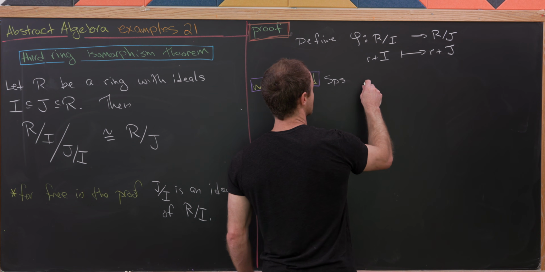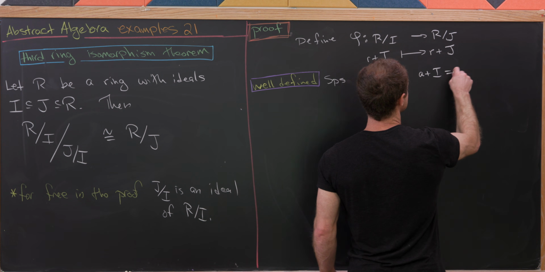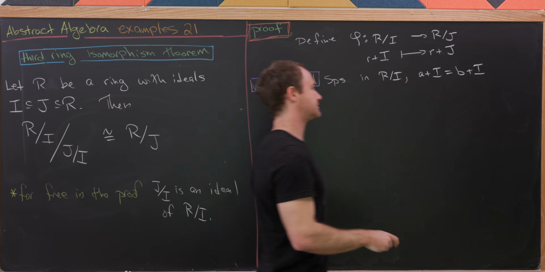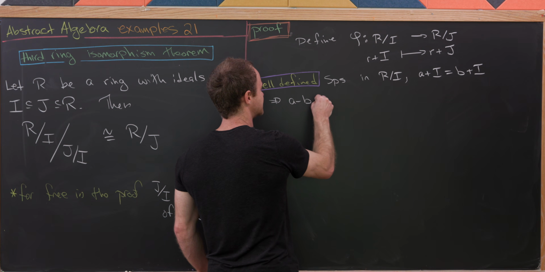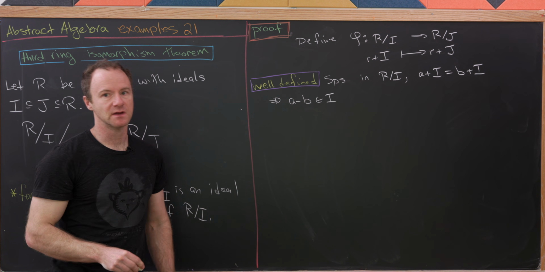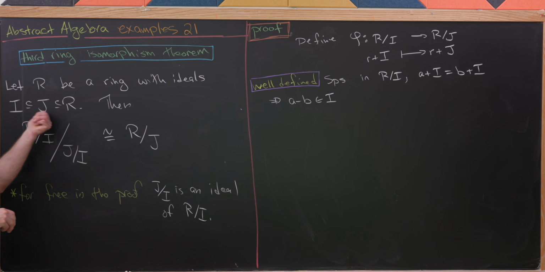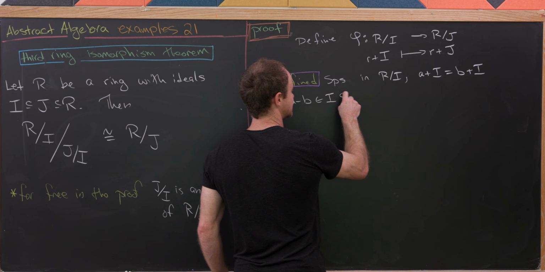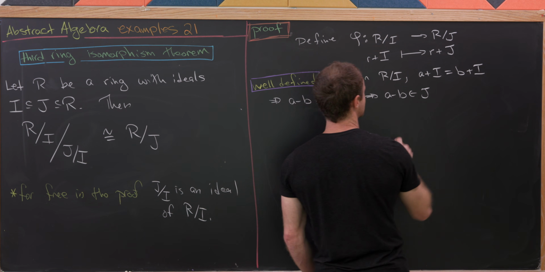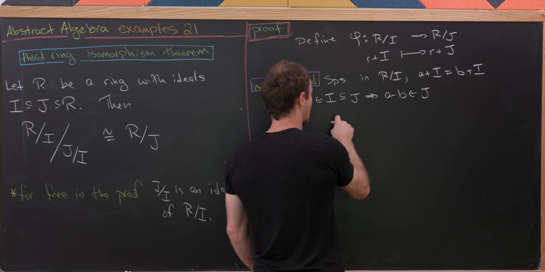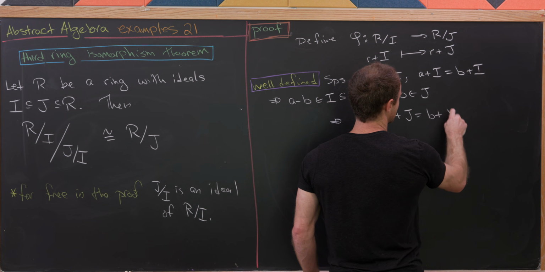So let's suppose that inside of R mod I, we have A plus I is equal to B plus I. Okay, but let's notice that that means that A minus B is an element of I. That's by coset equality theorem. But now I is a substructure of J. So this is inside of J, but now cutting out the middle, we have A minus B as an element of J. But now putting this back into terms of cosets, that means that A plus J is the same thing as B plus J.